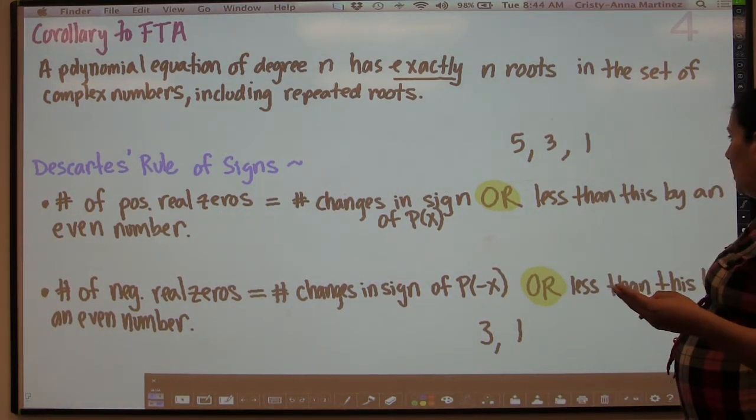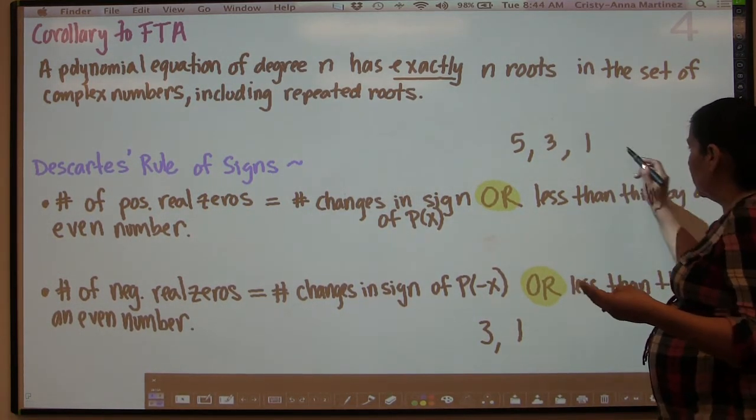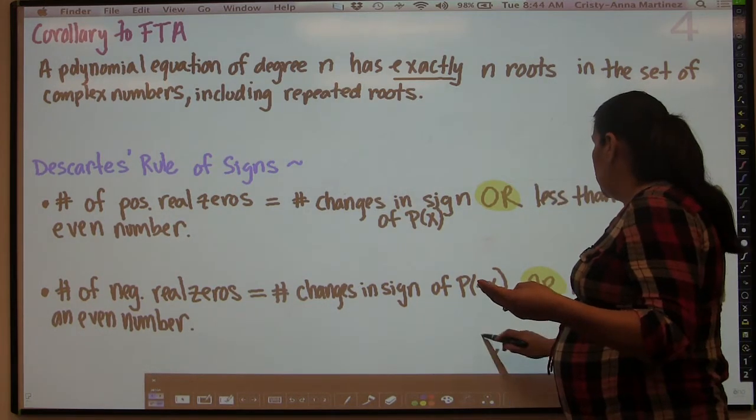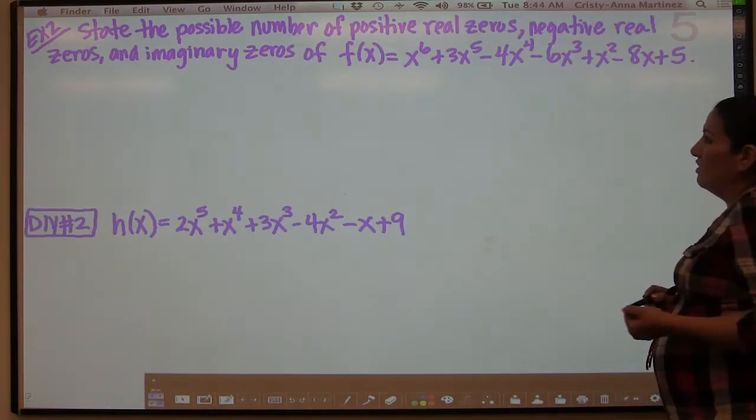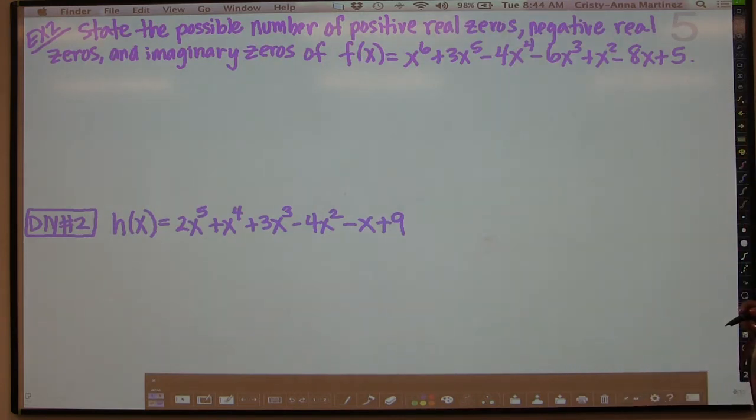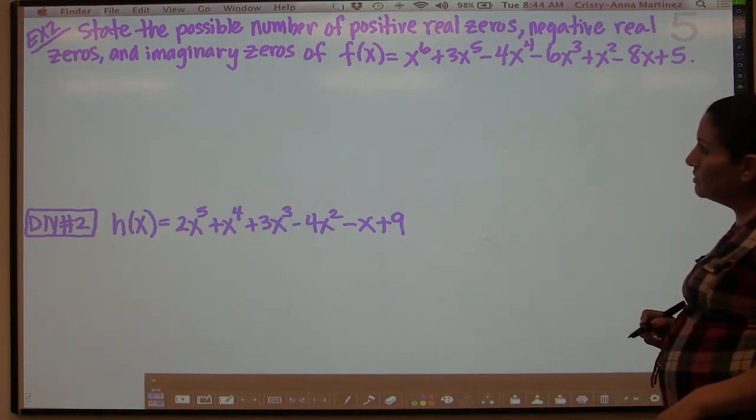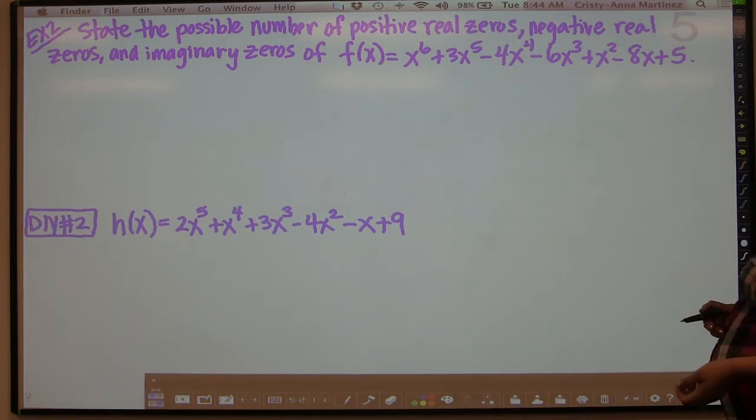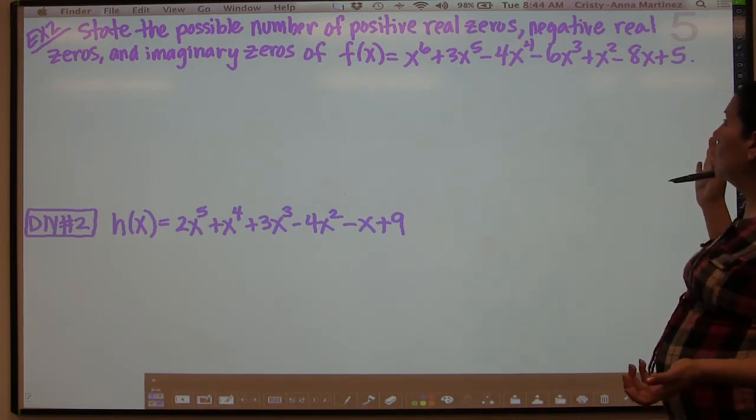And that's it, okay? So now, perhaps you're probably still going, what? And I'm going to show you with this example how this works. State the possible number of positive real zeros, negative real zeros, and imaginary zeros for f of x equals, and we have this big old long polynomial.